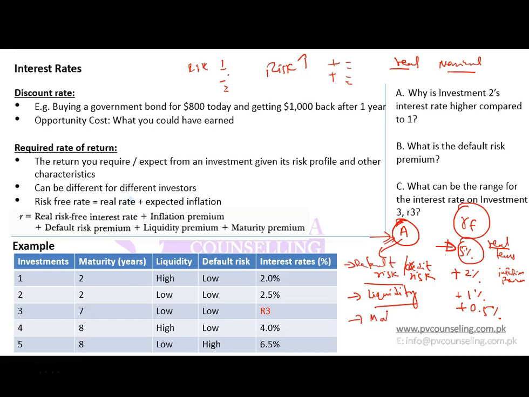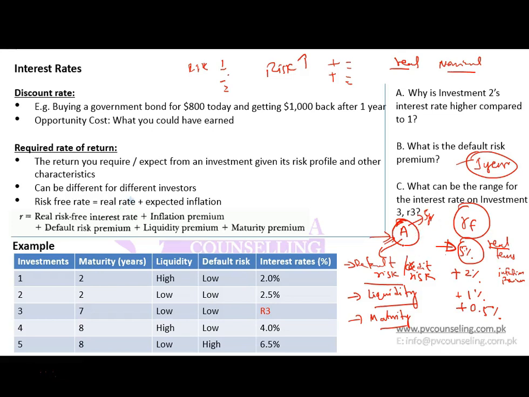Next comes maturity premium. What is maturity? Let's say this risk-free rate is for the investment of 1 year, and you are investing into A for, let's say, 5 years. This is a 5-year bond. So that means here your money is only stuck for 1 year, but here your money is stuck for 5 years. If your money is stuck for a longer period of time, you will require a premium for that as well. Why? Because there is a risk.